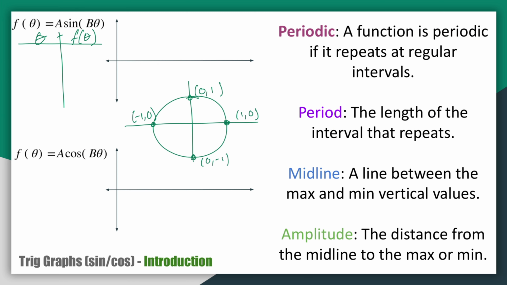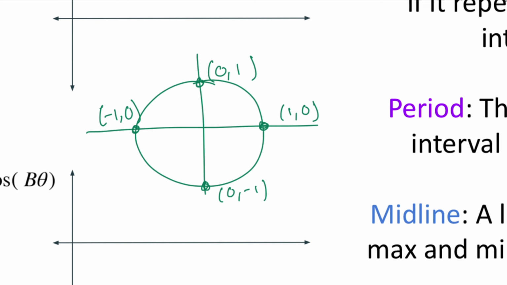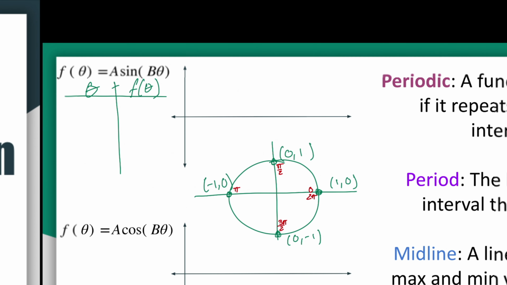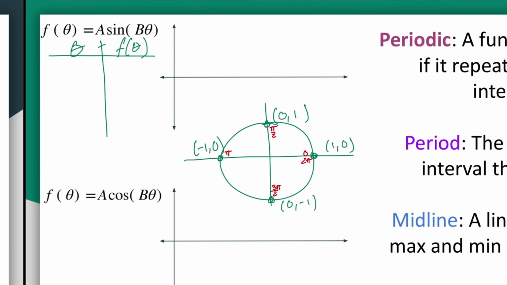That'd be 90 degrees to go to 0, 1, but we also said that in radians this was 0, this was half of pi, this was pi, this was 3 over 2 pi, and then back to 0 again was 2 pi. Okay, because these functions, we are going to look at them in radians, okay? And these are really the numbers that we need to use for our input for theta.